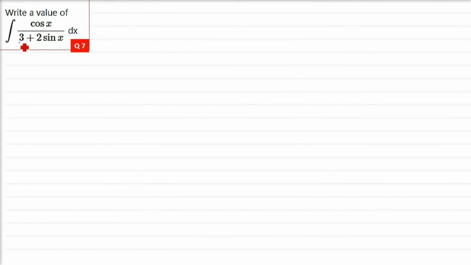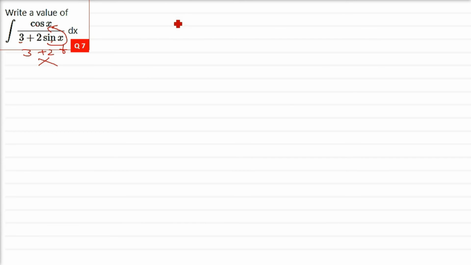Now this 3 plus 2 sin x is in the denominator. The numerator is cos x. Now if you take sin x equals t, you will get a cos x for sure. But you will get 3 plus 2t. You don't want that because it will again increase the effort of solving this kind of question.